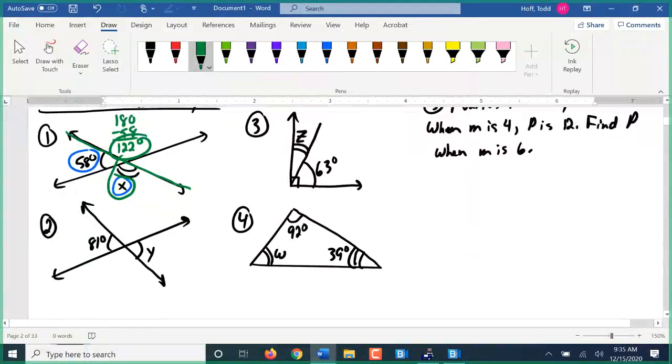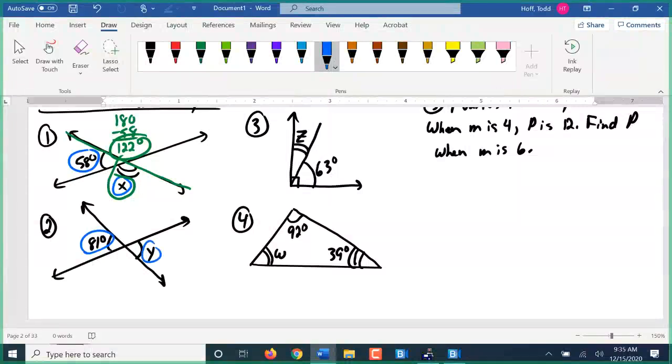In number two, we have the 81 degree angle, and we're looking for angle y. Those are vertical angles. They are across from each other on intersecting lines, which means they are the same angle, same measurement.